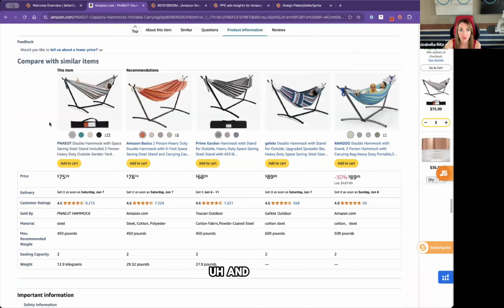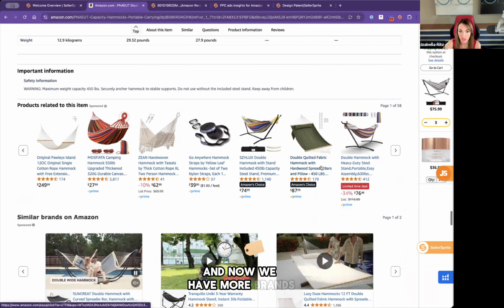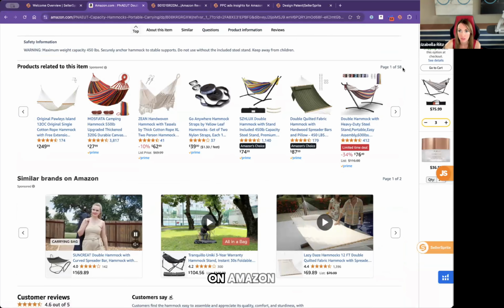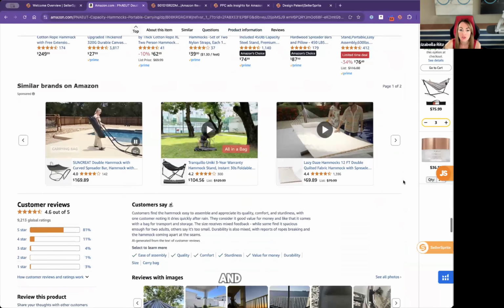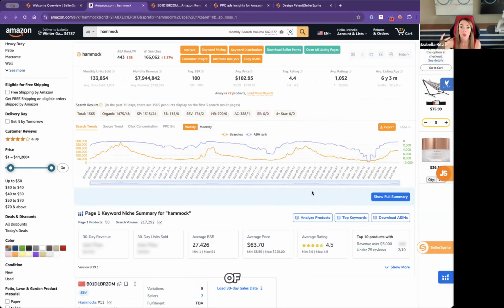And we have another comparison here, and now we have more brands, and now we have similar brands on Amazon. Here's like another 58 pages. And so this is why, when we're looking at this page with the product and we're seeing the results of relevancy, 1,400 organic products or 1,300 sponsored products, this is where it's coming from: we have a lot of other products that are being advertised on this page.